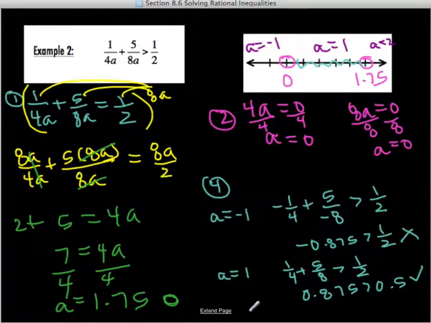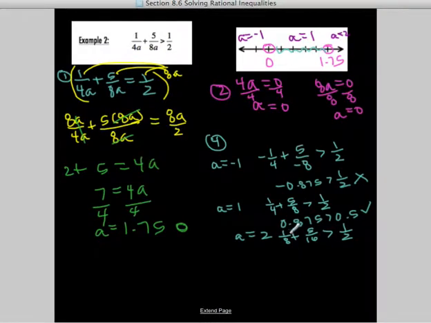And the last one, a equals 2. I will have 1 over 4 times 2, so I have 1 over 8, plus 5 over 8 times 2, so over 16. Is that greater than 1/2? Okay, so I go ahead and I type in my calculator 1/8 plus 5/16, and that will give me 0.4375. Is that greater than 1/2? No, so I do not shade there.